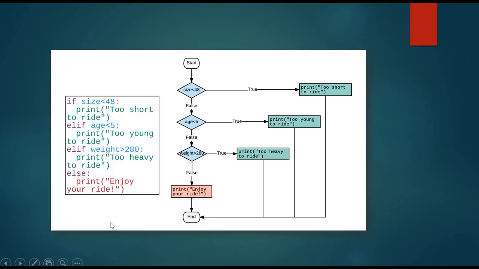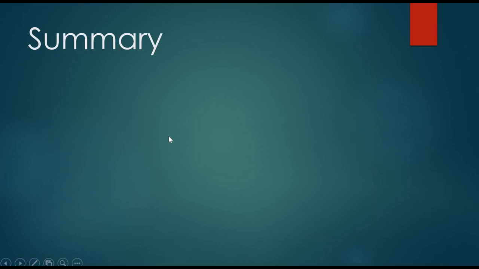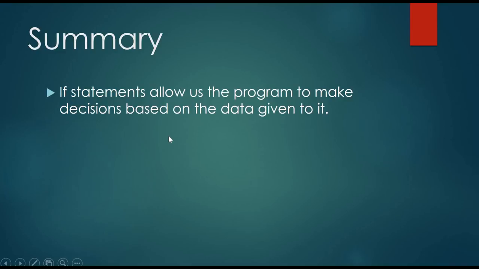So really cool, guys, and I hope your imaginations are just exploding with all the different things that you can do. So let's go ahead and summarize what we talked about today. If statements allow the program to make decisions based on the data given. So again, we're checking conditions using comparison operators, like when we were checking the age or the height or the weight of a rider and testing to see whether or not they can ride on the ride. And that gives us a lot of flexibility.